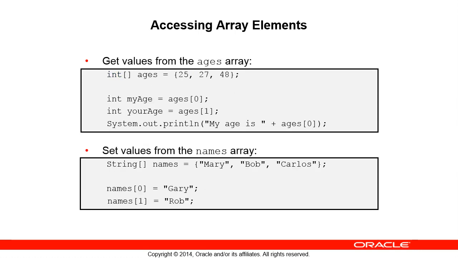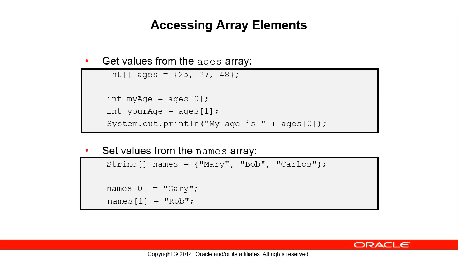Elements of an array are accessed by referencing the index of that element. For example, to get the value from the first element of the array called ages, you use ages[0]. To get the value from the second element of the ages array, use ages[1]. You can also use the value of an array element directly in an expression by using the same syntax. In the third example, ages[0] is being referenced directly from the System.out.println command.